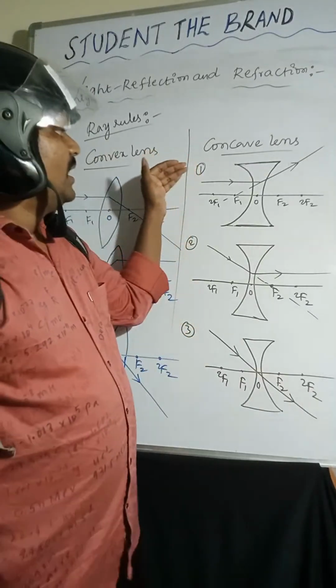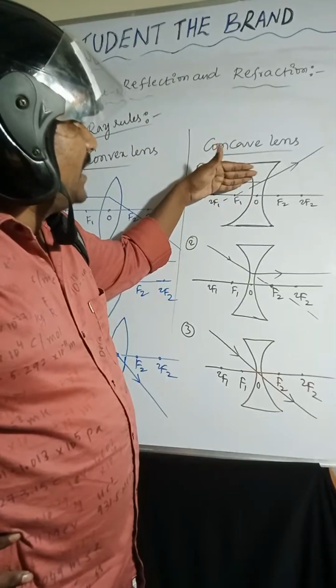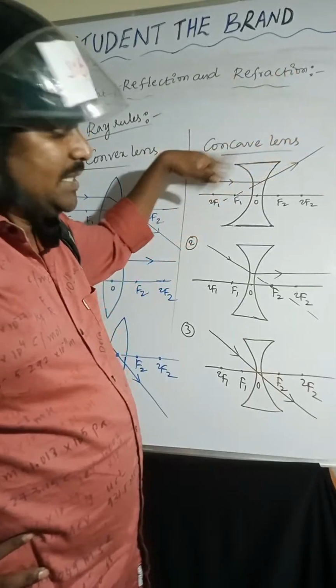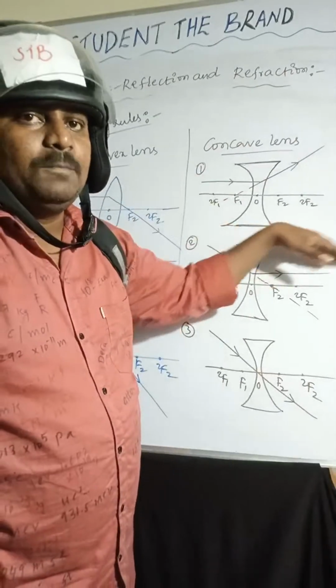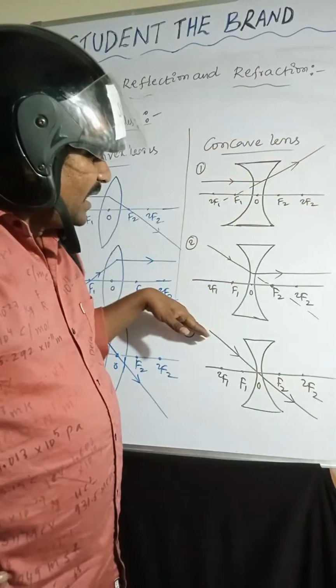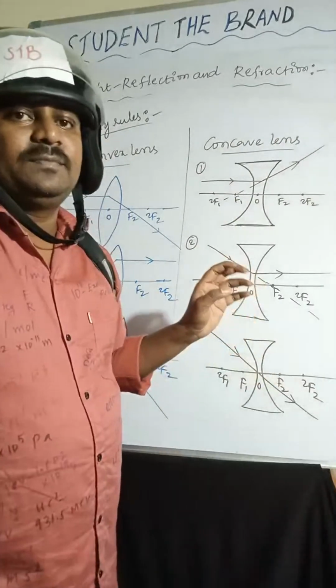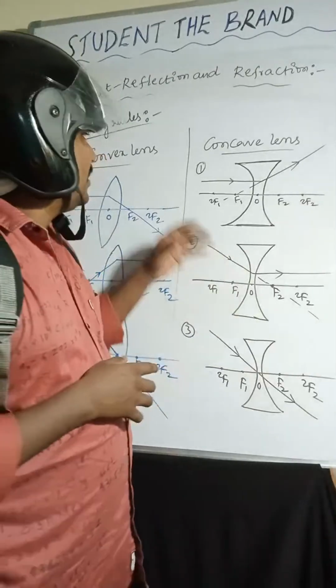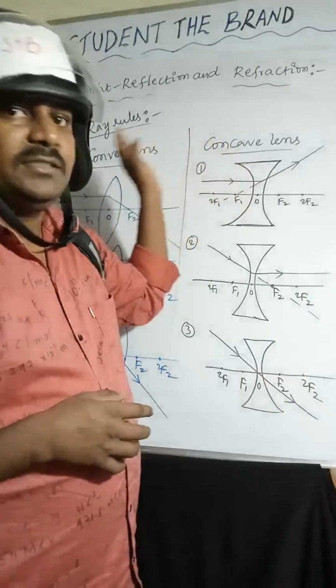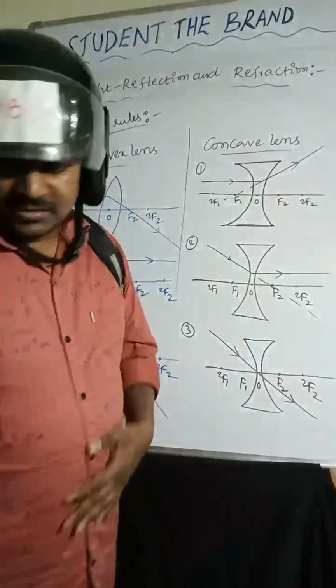Here also, light ray is parallel to the principal axis, after refraction passes through focus. Here also, light ray passing through focus after refraction moves towards infinity. Light ray passing through optic center, so no deviation takes place. I hope it is very clear about it. Okay, so convex lens and concave lens.